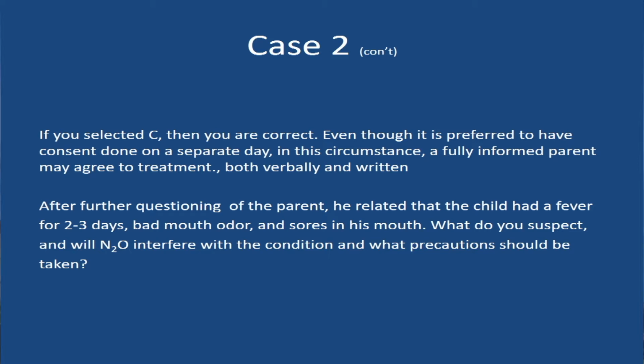Well, let's go back here and review the history again. After questioning of the parent, he related that the child had a fever for 2 or 3 days, bad mouth odor, and sores in the mouth. What do you suspect? Well, one of the questions you might want to ask is, have sores like this appeared before? And is it appearing on any other portion of the body? If it hasn't or doesn't, then you have the suspicion that this is a localized infection and that it has some pathognomonic signs for identifying what the condition is.